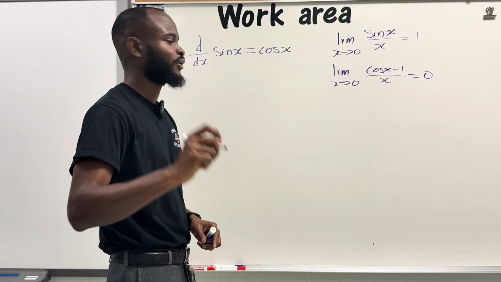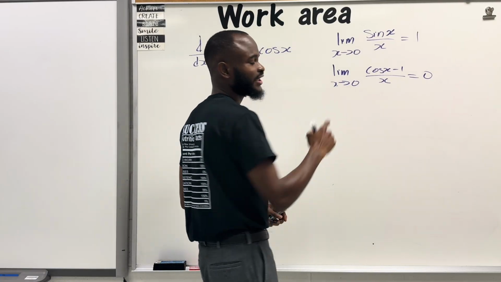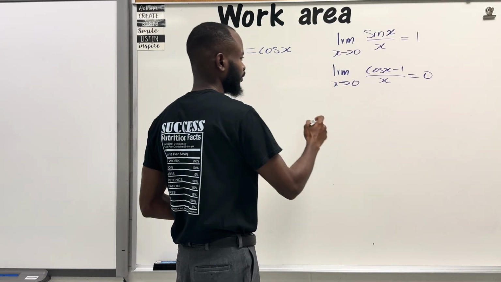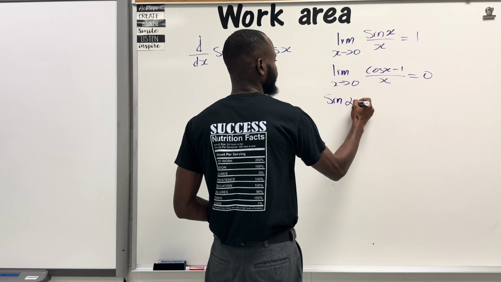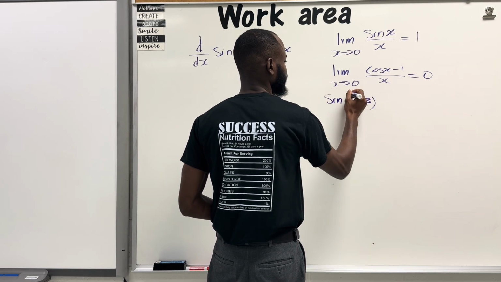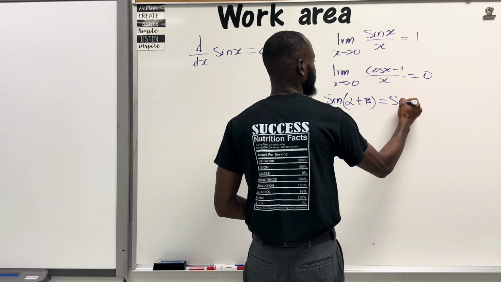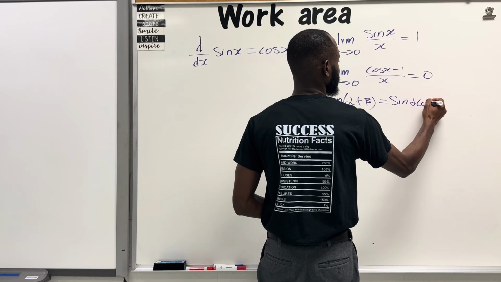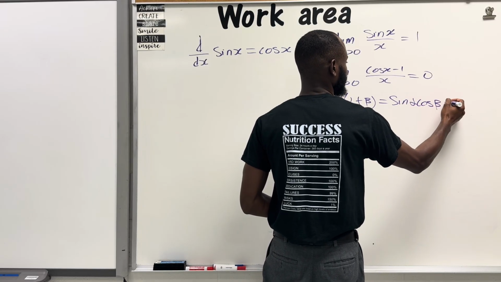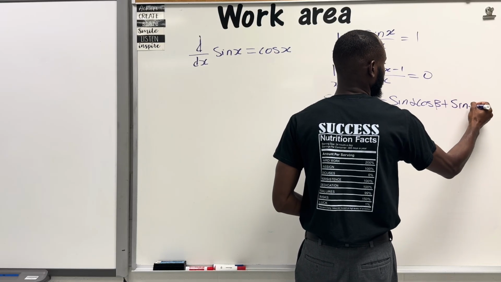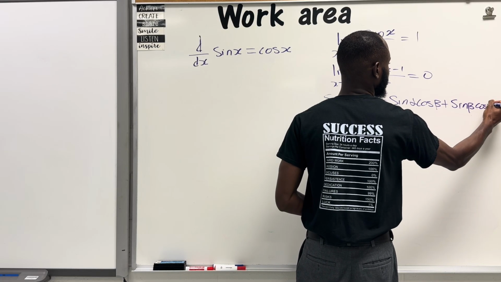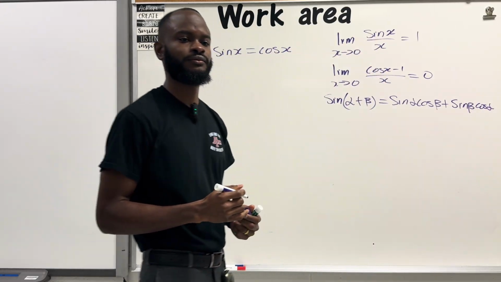Okay, and we're also going to use a trig identity, the trig identity for the double angle, I think: the sine of alpha plus beta is equal to sine of alpha cos of beta plus sine of beta cos of alpha, right?